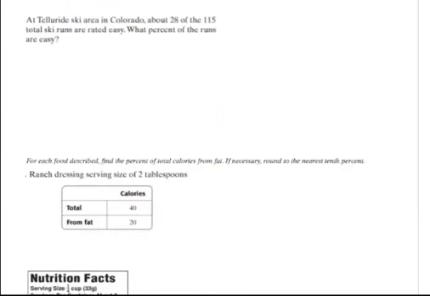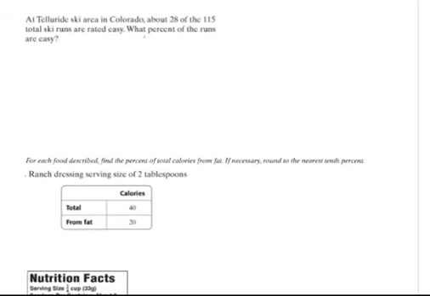Okay, continuing with 5.5, the next problem says, at Telluride ski area in Colorado, about 28 of the 115 total ski runs are rated easy? What percent of the runs are easy?